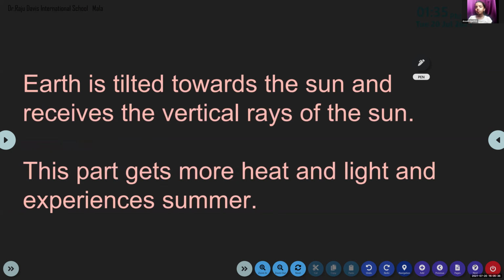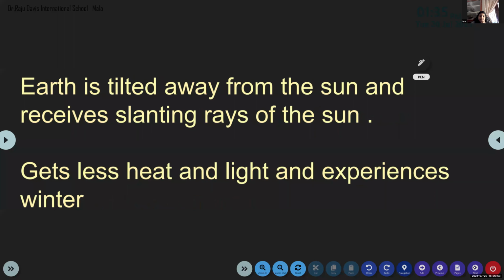Then Isra, you can read the next point, baby. Earth is tilted towards the sun and receives the vertical rays of the sun. This part gets more heat and light and experiences summer. Summer.